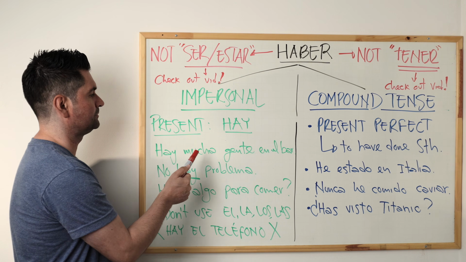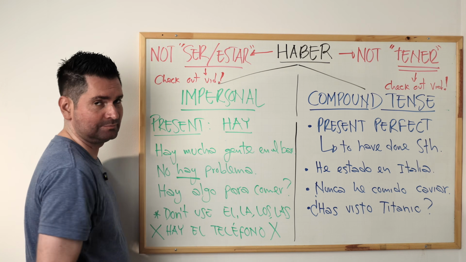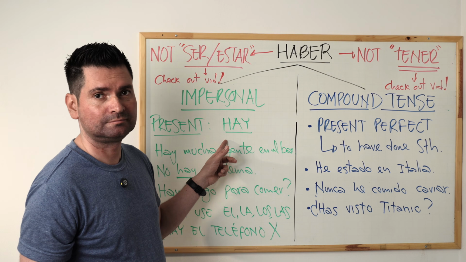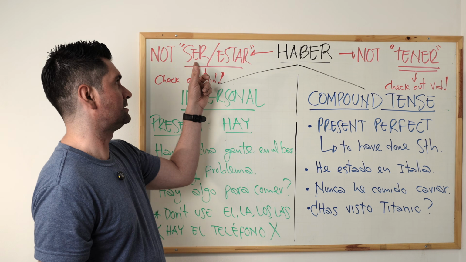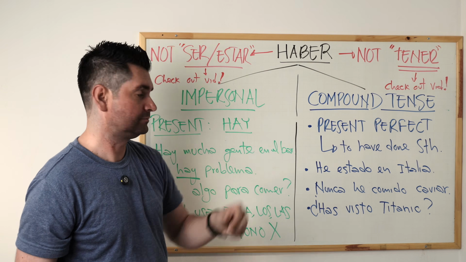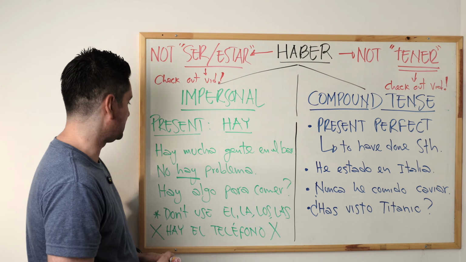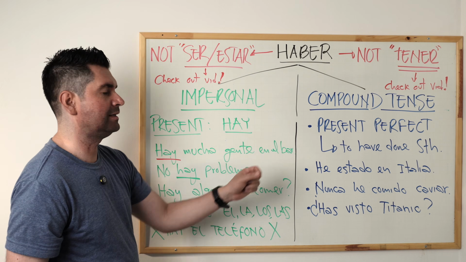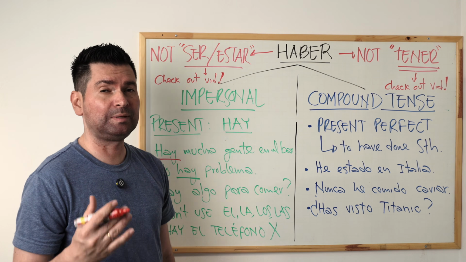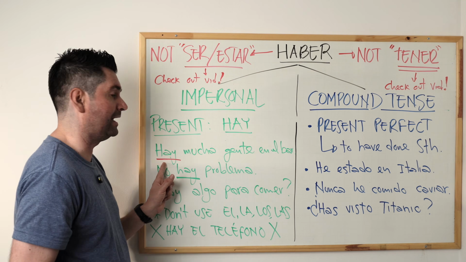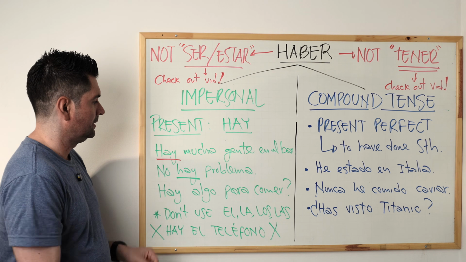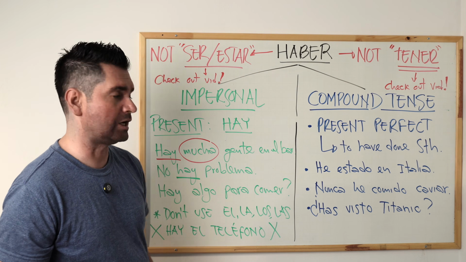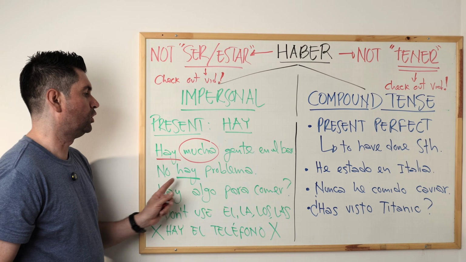In the present, the word is hay. Remember that hay means there is or there are. But we will translate it without ser, estar, or tener. Let me give you some examples. Hay mucha gente en el bar. There are a lot of people in the bar. Hay. This is going to be an important word also. The quantifier. Mucha gente.